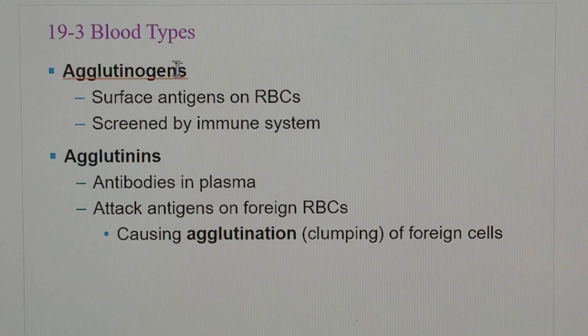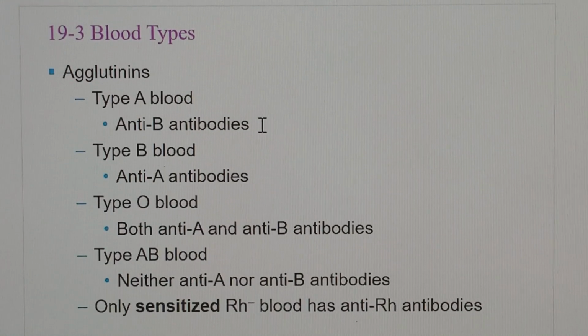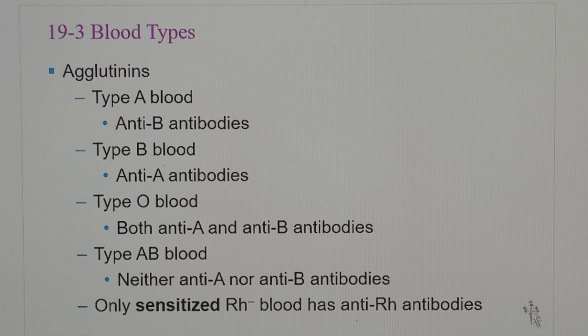The term agglutinogens refers to surface antigens on the red blood cell, screened by the immune system. Agglutinins are the antibodies in plasma, and they attack antigens of foreign red blood cells, causing agglutination, or clumping, of foreign cells. Type A, you would see anti-B antibodies. Type B blood, you would see anti-A antibodies. Type O blood, both anti-A and anti-B antibodies. Type AB blood, neither anti-A nor anti-B antibodies.